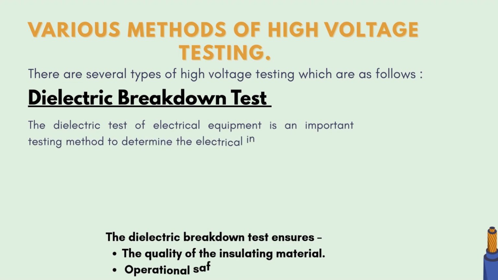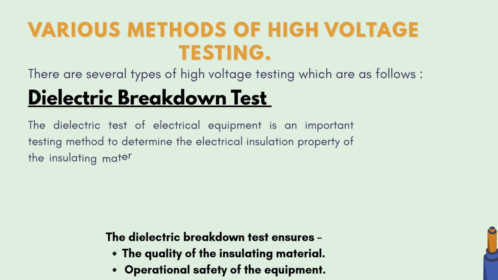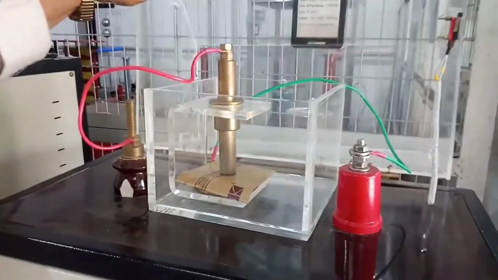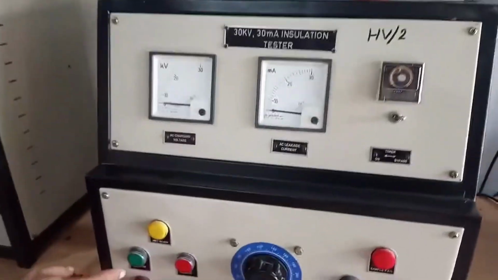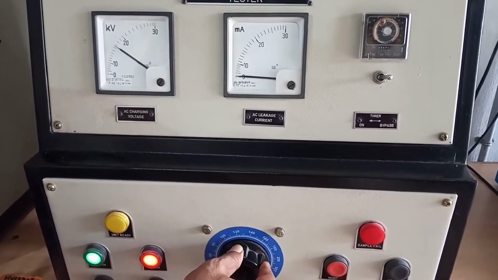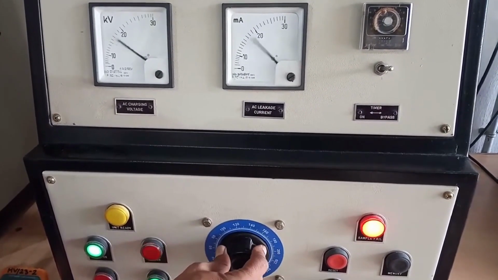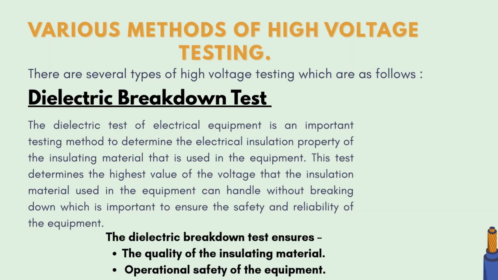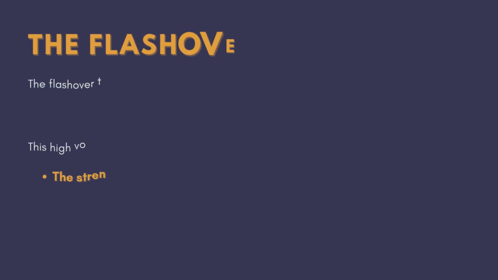One of the methods is known as the dielectric breakdown test. The dielectric test of electrical equipment is an important testing method to determine the electrical insulation property of the insulating material that is used in the equipment. This test determines the highest value of the voltage that the insulation material used in the equipment can handle without breaking down, which is important to ensure the safety and reliability of the equipment. The dielectric breakdown test ensures the quality of the insulating material and the operational safety of the equipment.